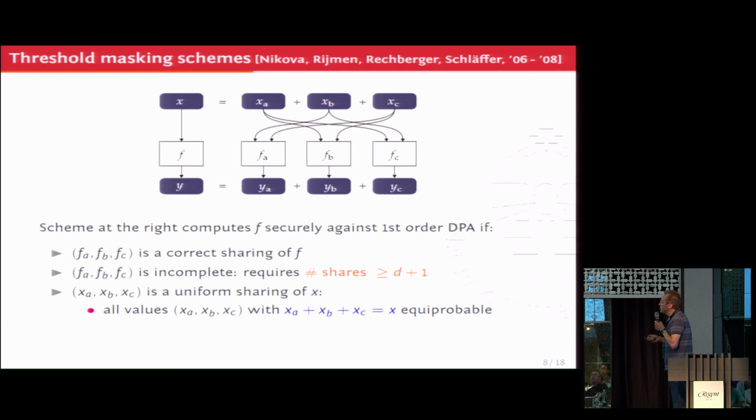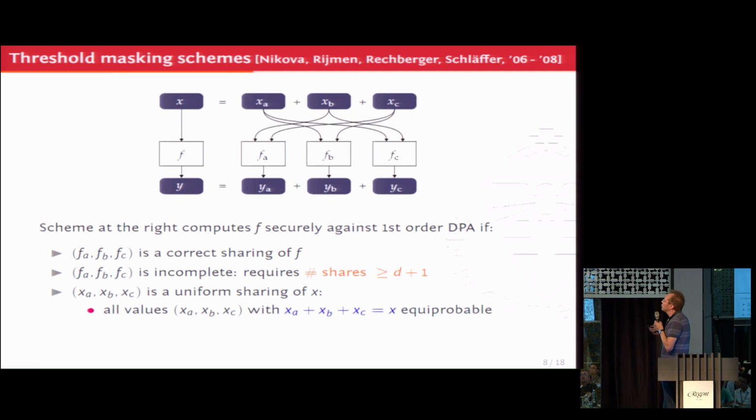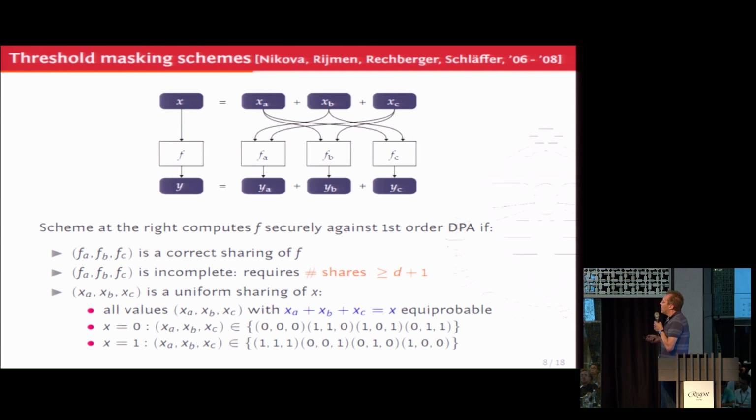A third condition is not so much on this function f, but on the input variable. The input variable, this xa, xb, xc, should be a uniform sharing of this native value x. That means that all possible values xa, xb, xc compatible with x, for which their sum is x, should be equiprobable.